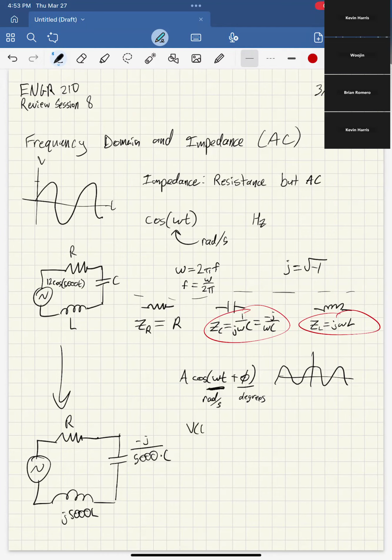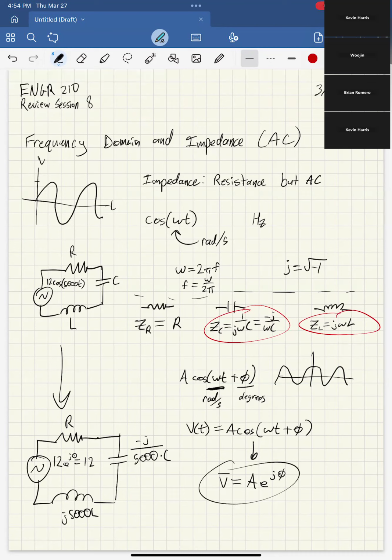If I have some voltage or current function written in the time domain like this, then in the frequency domain we write it as V bar, and it is A e to the j phi. The omega goes away because for anything in this class, all of the things in the circuit are going to be running at the same frequency. So here this would become 12 e to the j 0, which is just equal to 12 because we had no phase shift up here.